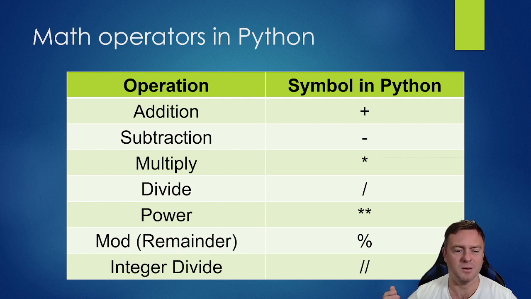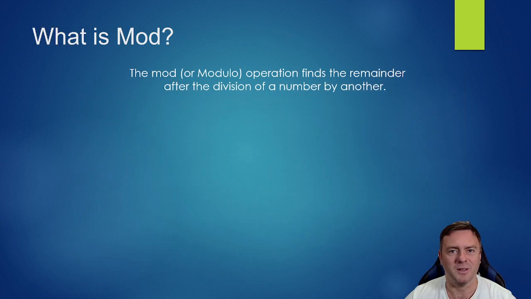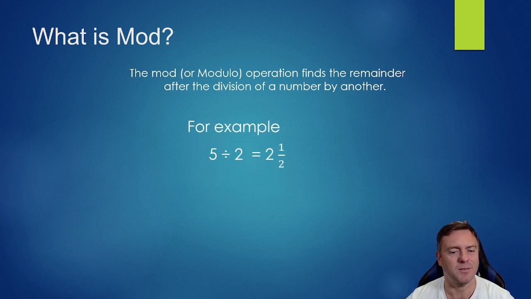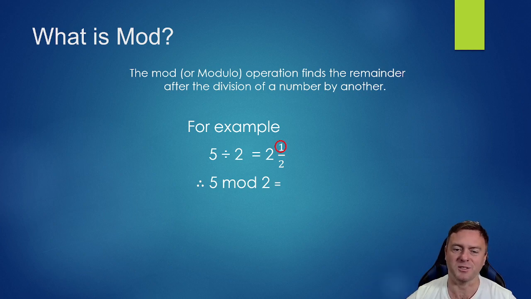So if you do 7 mod 3, you would be left with 1 because there'd be the remainder 1. Whereas if you did integer division, 7 integer divided by 3 would leave you with 2, because 3 goes into 7 2 times with 1 remainder. So mod is an operation that finds the remainder after the division of a number by another. For example, 5 divided by 2 gives you 2.5. 5 mod 2 would be the remainder part, the top part of that fraction, so 1 would be the answer.